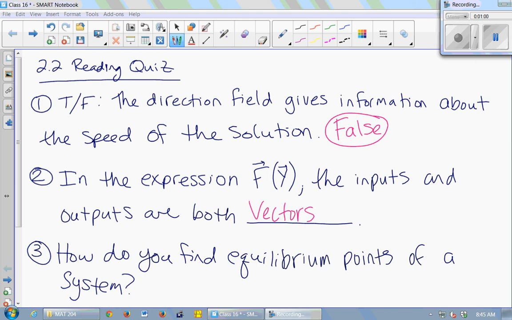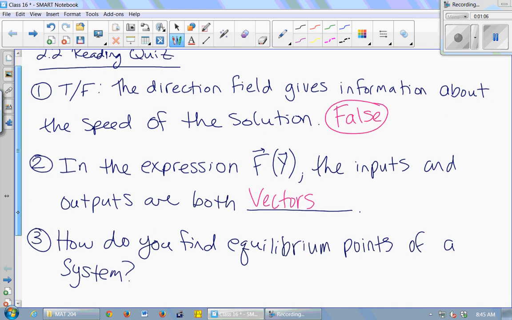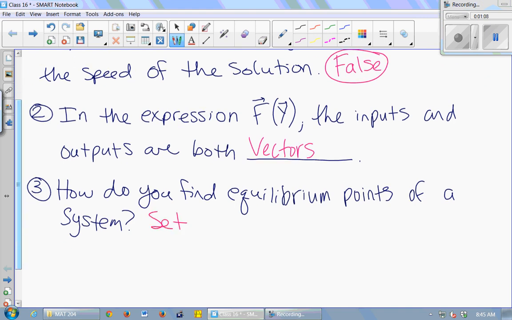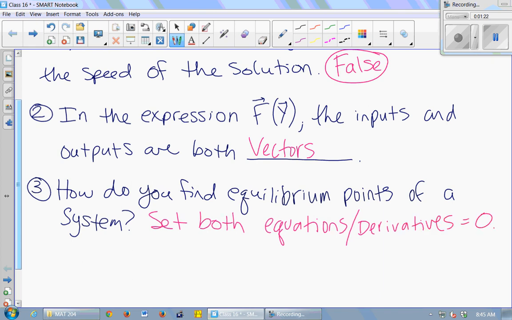In general, how do you find the equilibrium points of a system? Set both derivatives equal to zero. Yeah, because if you think of it as a vector, then you could say that it's just a single function, so you can set it equal to zero. You get credit.